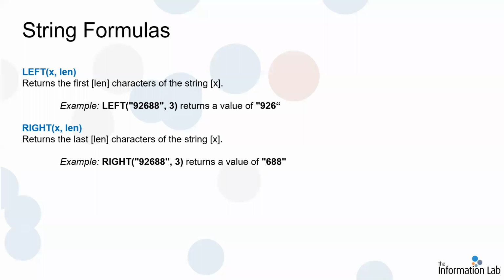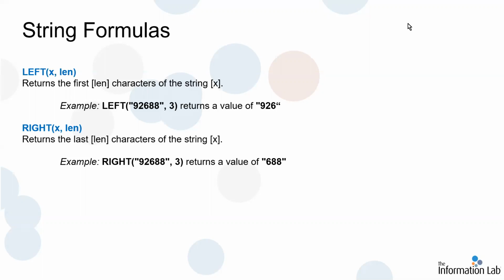We'll come back to this in just a minute once we get into Alteryx. But for now, we're just going to get right on into the string formulas. A couple of my favorites are left and right. Left just returns the first however many characters you specify of a particular string. So in the example, we've asked it to give us the left 3 of that series of numbers, and so it gives us the left 3, 926 in this case. Right does the same thing, just on the right. So in that example, if we want the 3 digits on the right of that string, we get 688.